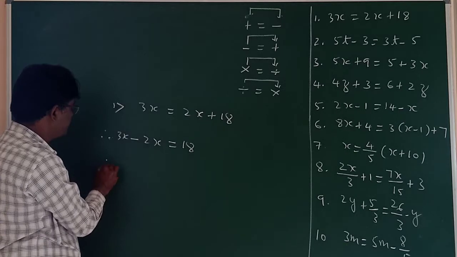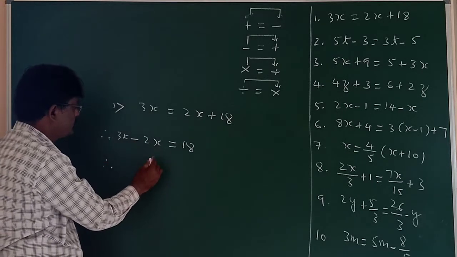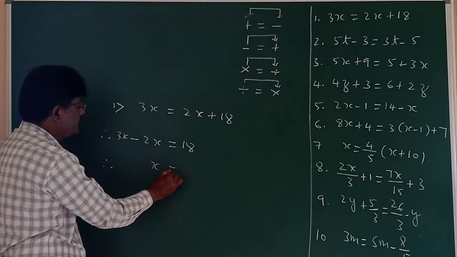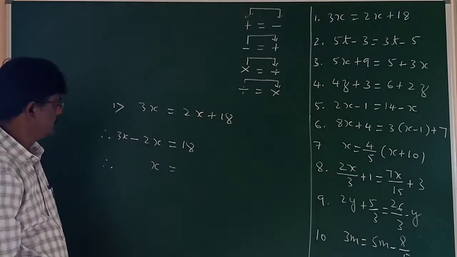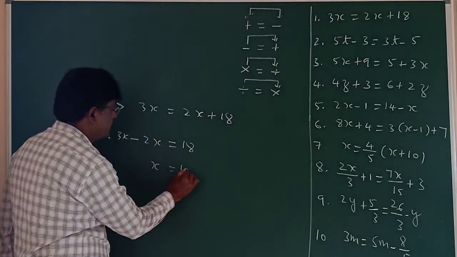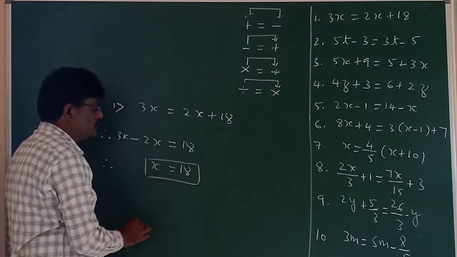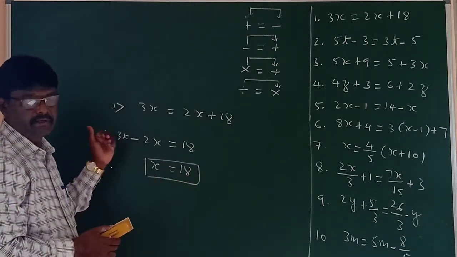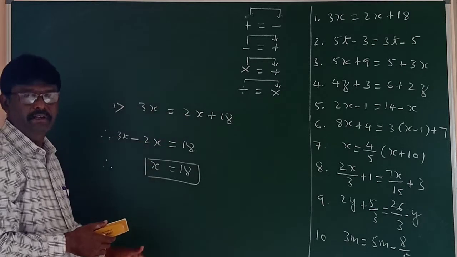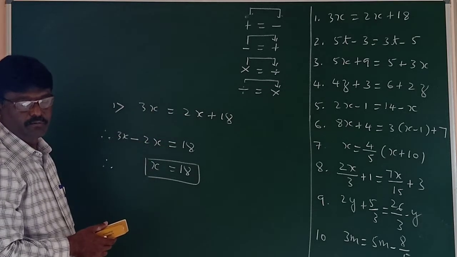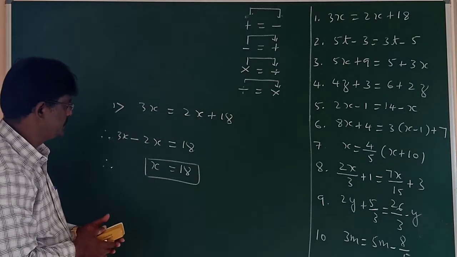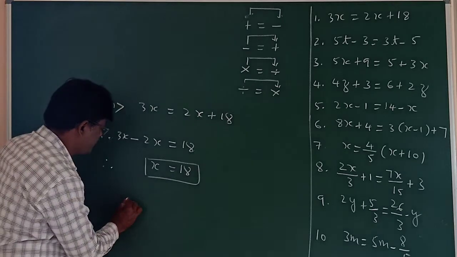3x minus 2x. Therefore, 3 minus 2 is what? 1x. That 1 we need not write. Equal to 80. That's all. Hence, the value of the variable x is what? 80. In this problem, particularly we are asked to check the result. Means, let us verify now.